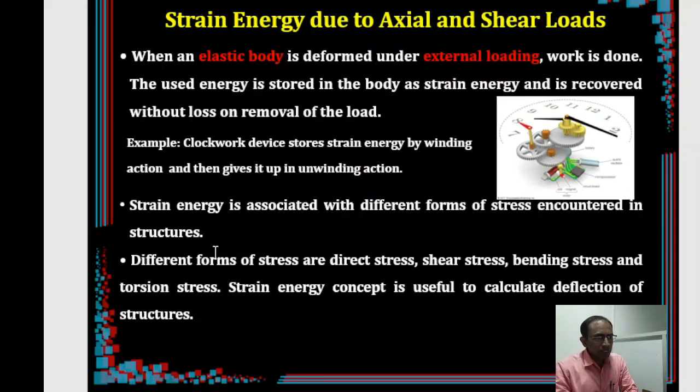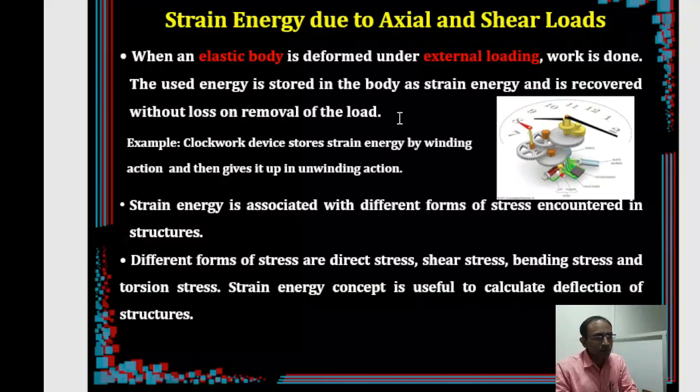So let us first understand what strain energy is, the concept of strain energy. Now if you apply any external load on an elastic body, it deforms, right? Then we will say some work is done on the body. Where is that work going? We know that energy is conserved. It will not be lost. So it is stored in the form of internal energy in the body itself. That internal energy stored is what we call strain energy, right? So when you remove the load, the energy will be recovered, right?